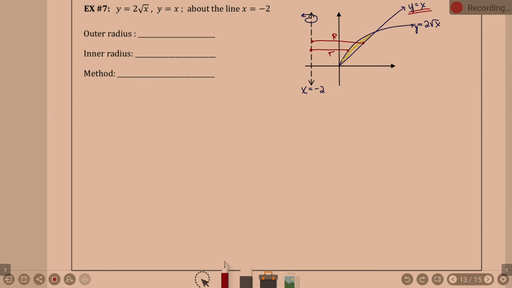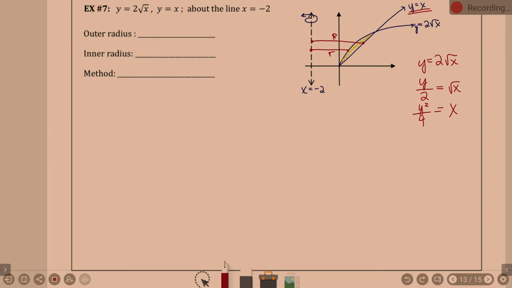Okay. What'd you guys find out? Let's see. Y equals 2 square root of x. Did you guys divide by 2 or did you square first? Either way works. If we divide by 2, then we have y over 2 equals square root of x. If we square this, we have x equals y squared over 4. One variation or another.